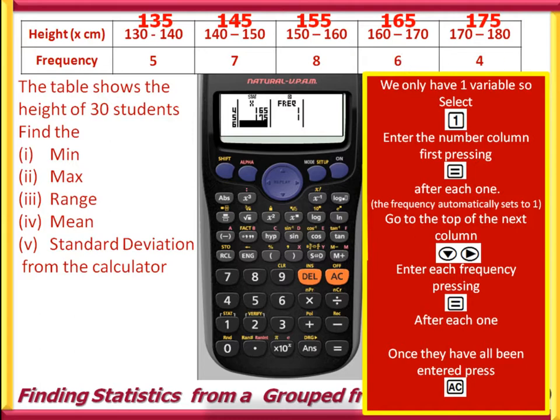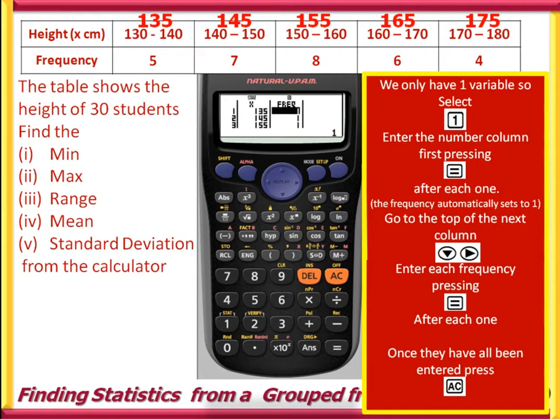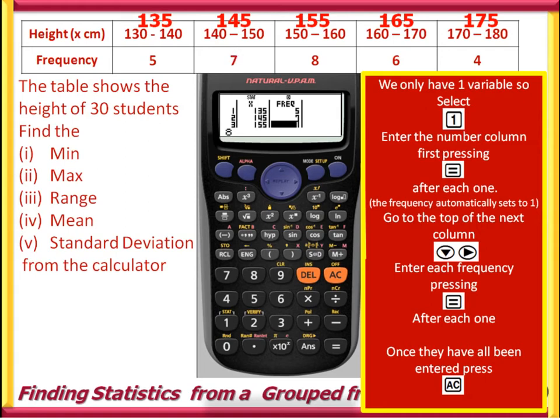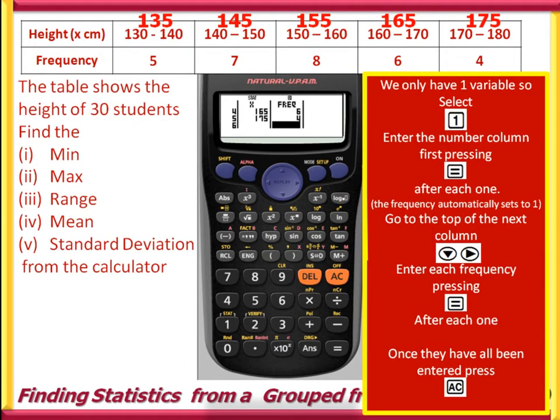Now I need to input my frequencies, so I press the arrow buttons until I get over to the frequency column. So now that I've moved my arrow buttons so that I'm over the frequency column, I'm going to press 5, because that's my first frequency, and the equals button. Then I pressed 7 and the equals button. Then I press 8 and the equals button. Then 6 and the equals button. And then 4 and the equals button.